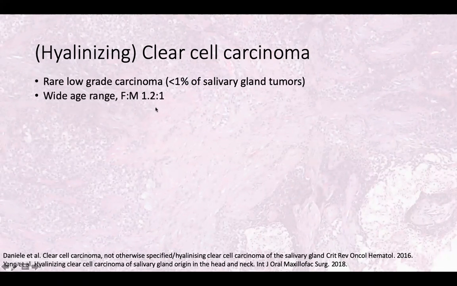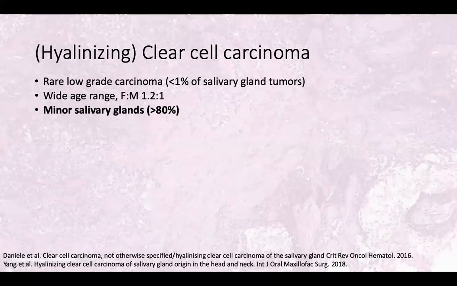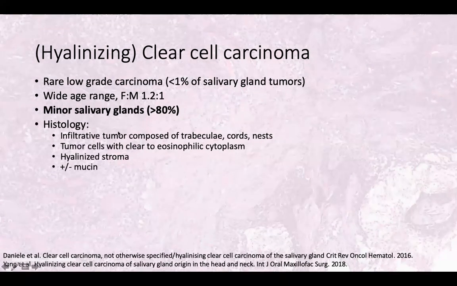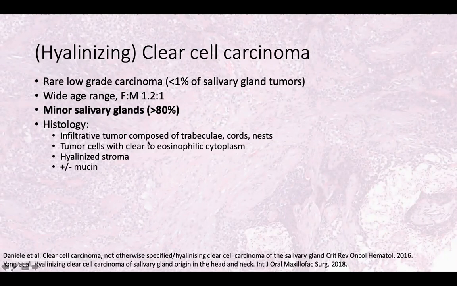There's a really wide age range, slight female predominance, and these things will occur in the minor salivary glands most of the time, vast majority. So this is up there with polymorphous adenocarcinoma and canalicular adenoma. Remember, those are the three tumors that almost always occur in minor salivary glands. They're infiltrative and composed of little trabeculae and cords. The cords are rather characteristic of tumor cells. The tumor cells have clear to eosinophilic cytoplasm like we saw, and classically, the hyalinized stroma, which is why we had that old name, hyalinizing clear cell carcinoma.